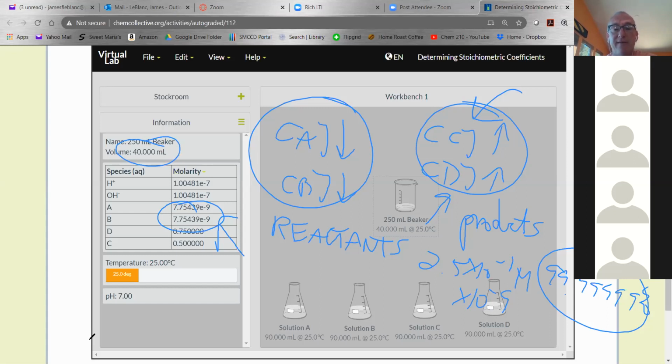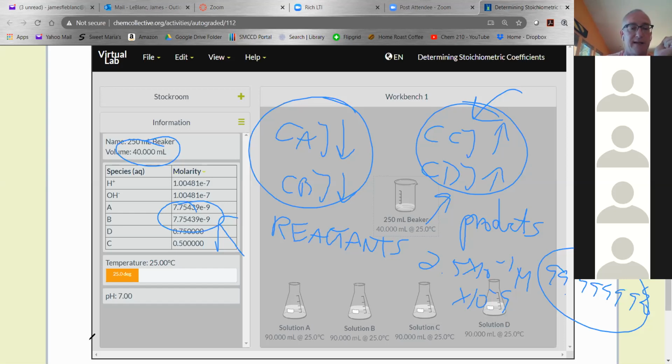Everyone's reaction is different. So look and see if the concentration goes up, those are the products. If the concentration goes down, those are the reactants. And then figure out what the ratio of your two reactants is. What do they need to be?